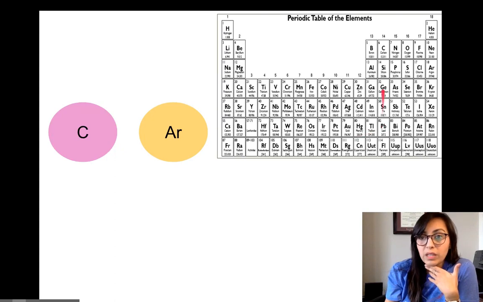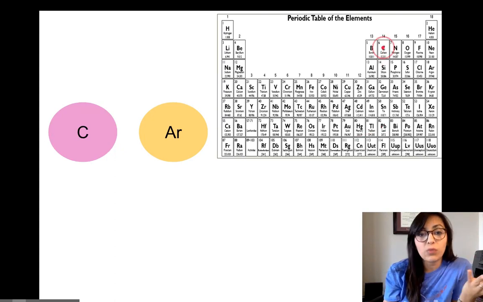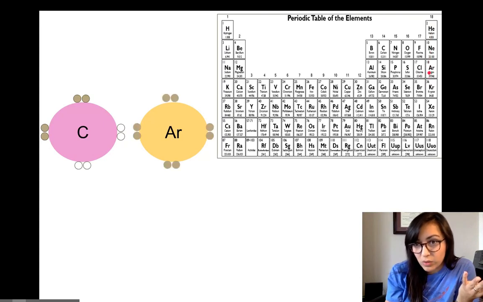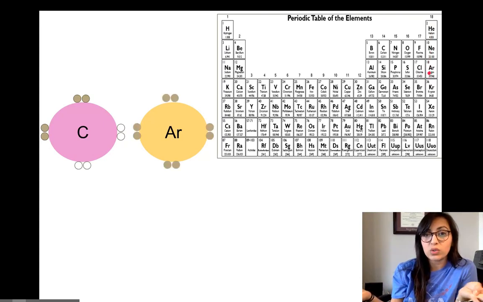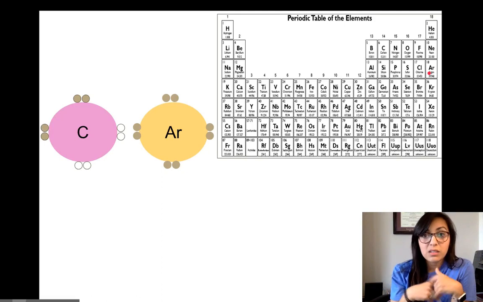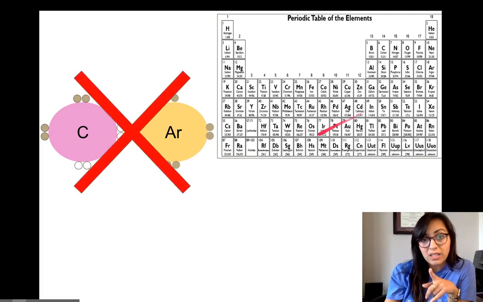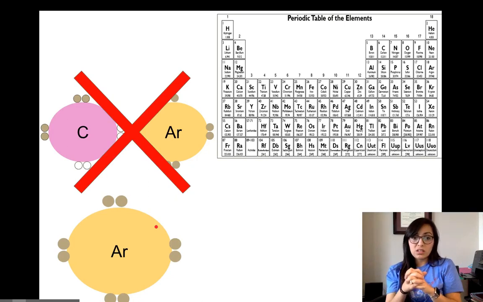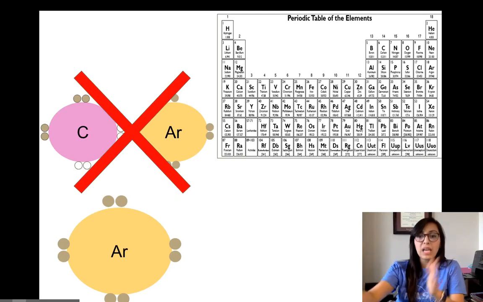Let's try another one. Carbon is in group 14, so it has 4 valence electrons. Argon is in group 18, so it's got 8 valence electrons. So are these two going to react? Are they going to bond? No, they're not, because argon has a complete valence shell. It's got 8 valence electrons. It's stable. It's non-reactive. It's not going to react with any other atom.